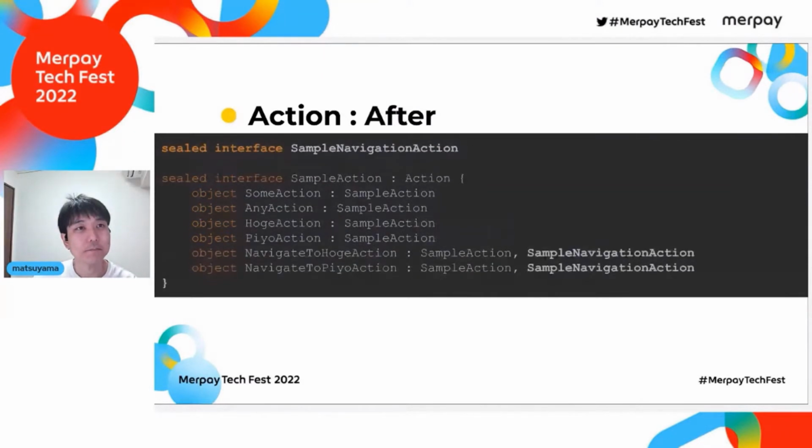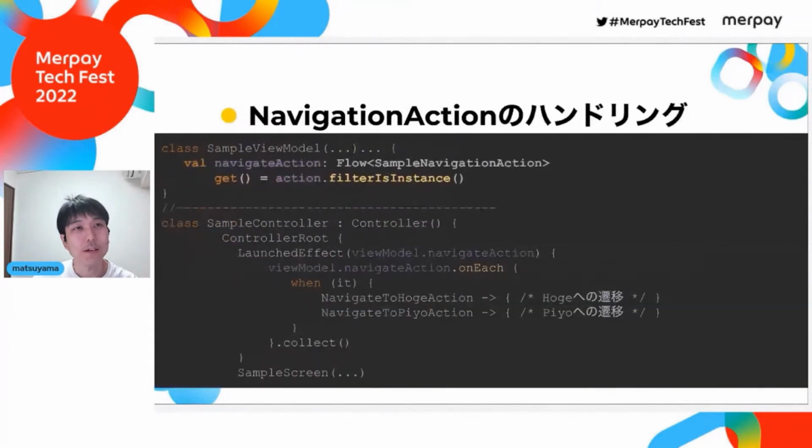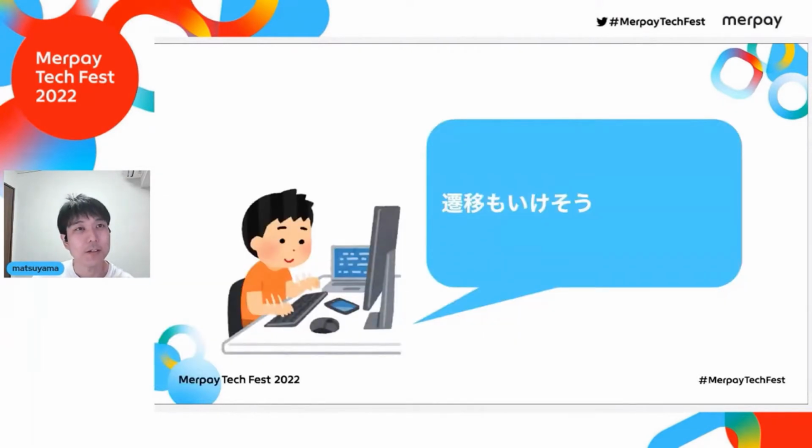Then by filtering using filterIsInstance for the relevant interface, only navigation type actions can be extracted. Once only navigation actions are extracted, transitions can be realized by writing transitions for each action. The POC of the transition was also completed. However, there's still more work to be done. The next step is deep link.